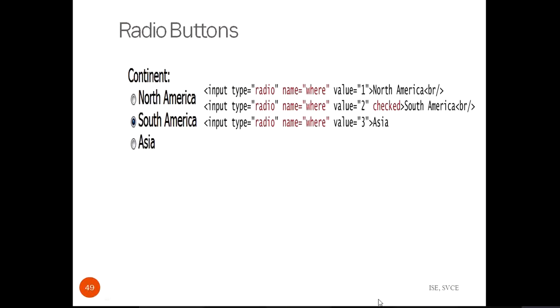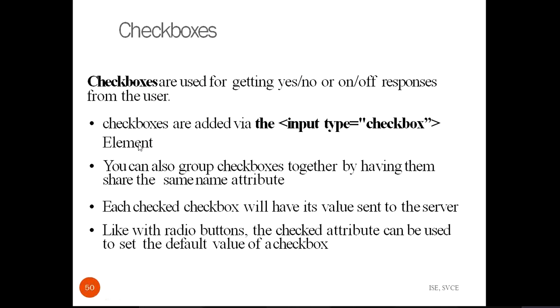Okay, you can just observe. These are the radio buttons, used for choosing the continent: North America, South America, Asia. Among these, by default, they have made the second option checked. When you refresh your page, South America is selected by default. Manually, if you want any other continent, you just click on it and it will get selected.